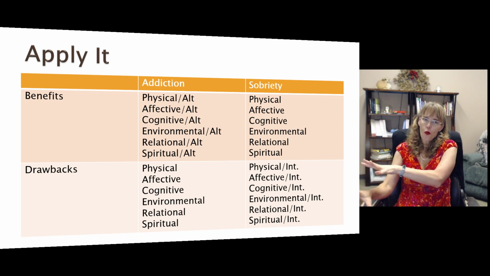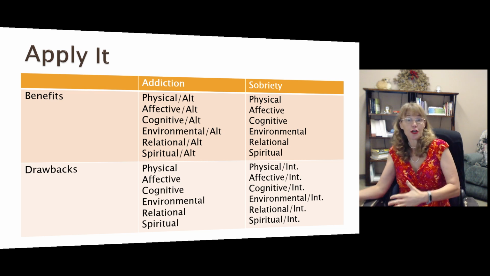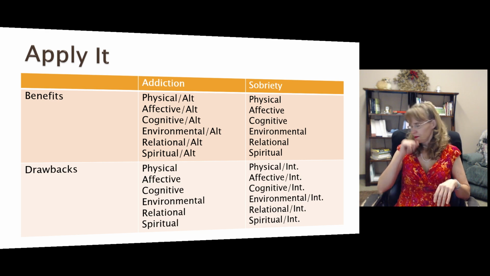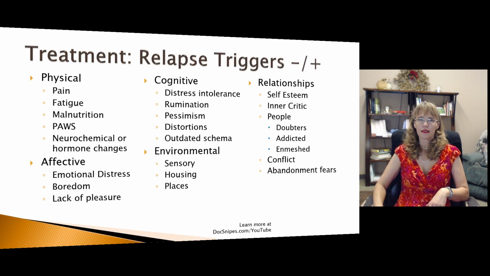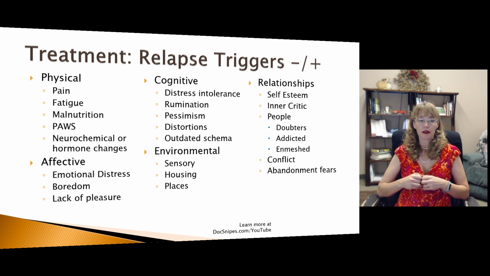And then the final quadrant is the drawbacks to sobriety. There are reasons people relapse. So we want to look at the drawbacks. What are you afraid of? Or what challenges have you faced in the past when you have sobered up? And what can we do to minimize that distress physically, emotionally, cognitively, environmentally, relationally, and spiritually? We want to help people identify their relapse triggers.